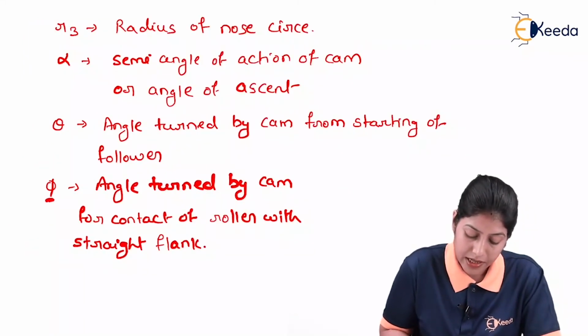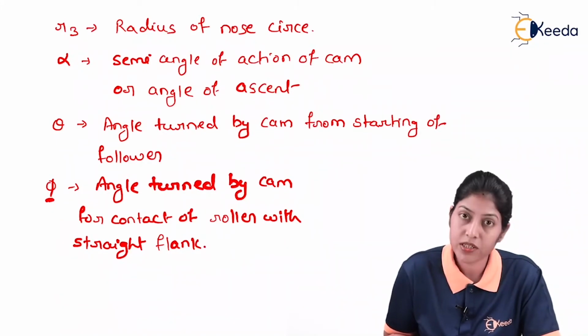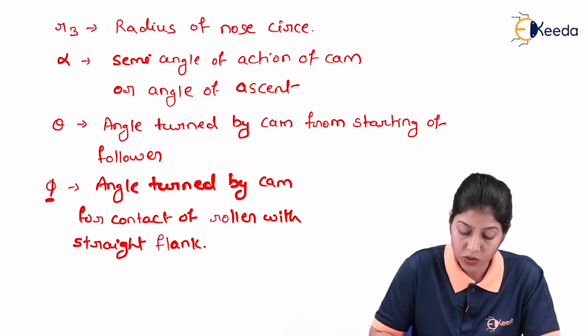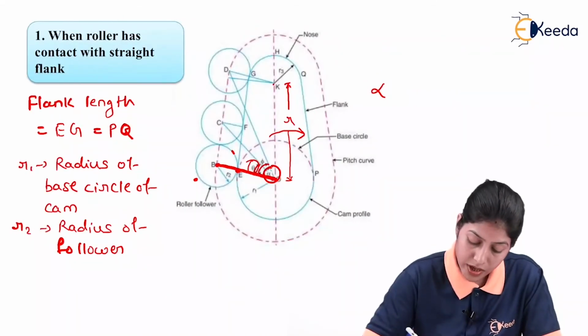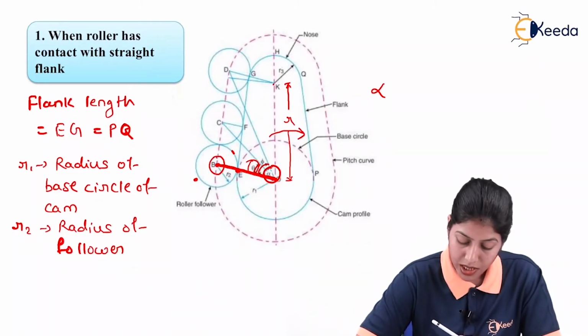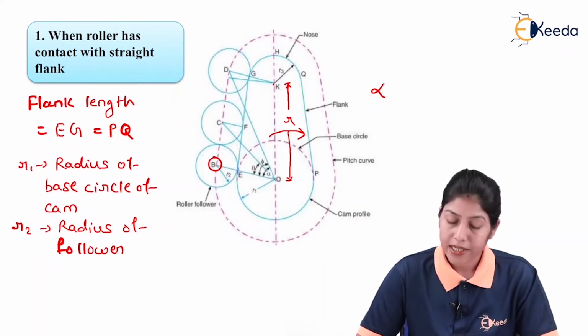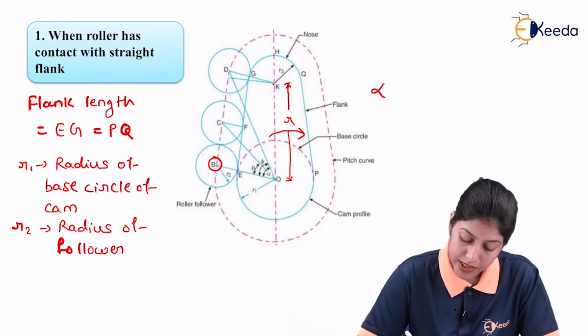And the third angle is the angle turned by the cam for the contact of the roller with the straight flank or with the nose. So here you can see, when the roller is in this particular position, if we consider a smaller angular displacement, let us say this smaller angular displacement is theta from the starting position of this roller follower.